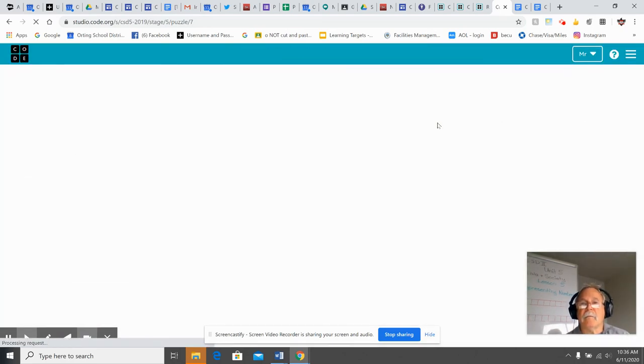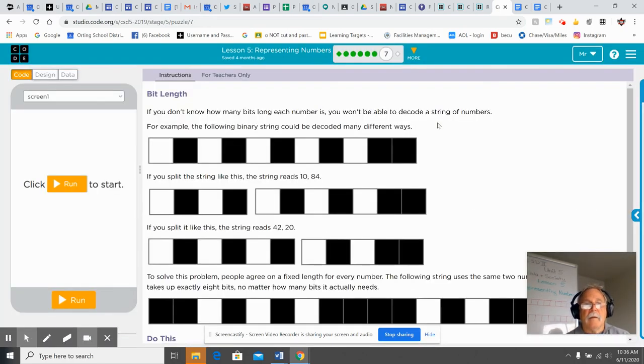Okay, and number 7. If you don't know how many bits long each number is, you won't be able to decode a string of numbers. For example, the following binary string can be decoded many different ways. If you split the string like this, the string reads 10 and 84. So what it's doing is telling you, here's a long bit.